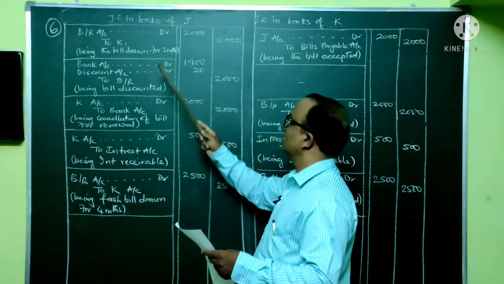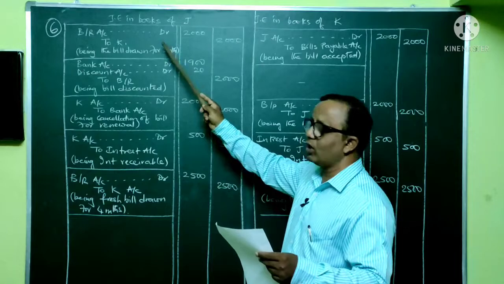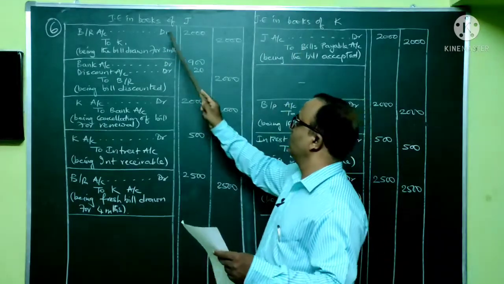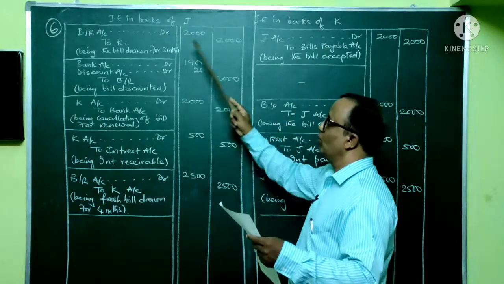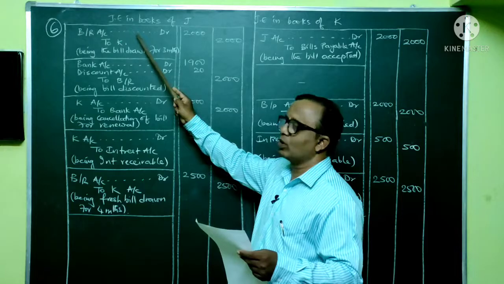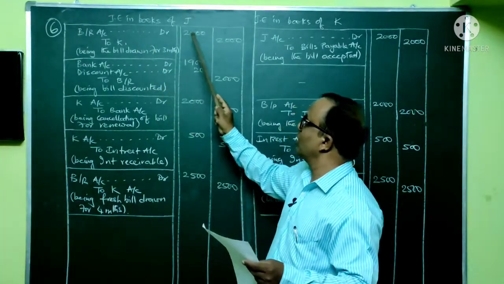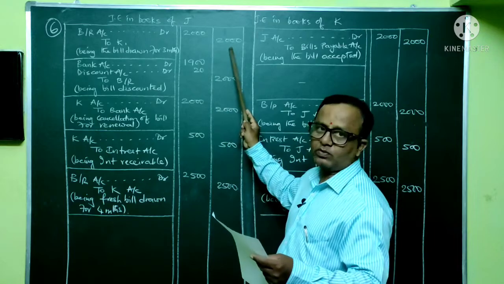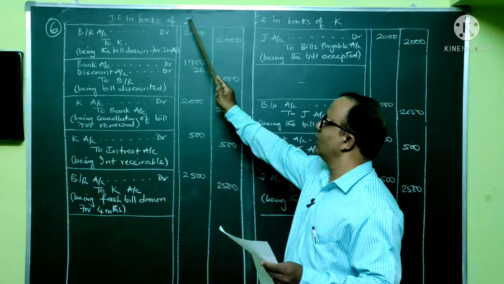So, let's see. These are entries in the books of J. J is the person who has drawn a bill on K. So J is the drawer, whereas K is the drawee. When the bill is drawn, the entry in the books of the drawer is bills receivable account debit to drawee, bills receivable account debit to K. The bill is drawn for 2000 rupees. This is the entry in the books of J.